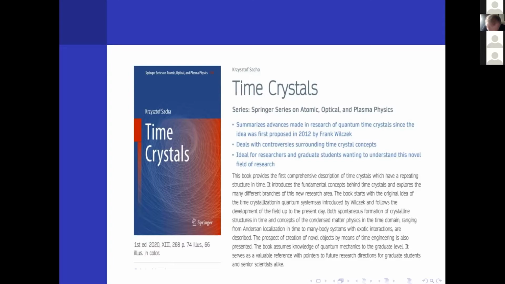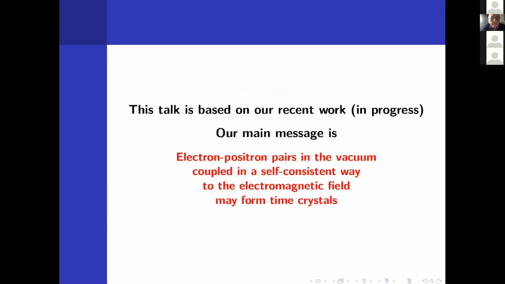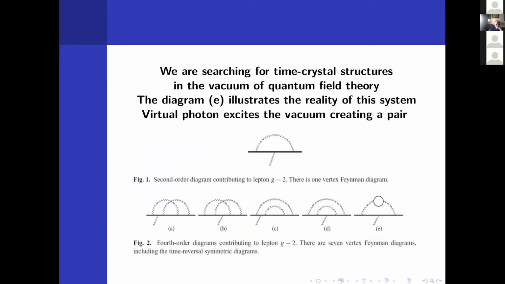Next slide. This talk is based on our recent work, and this is the main message in red. Electron-positron pairs in the vacuum coupled in a self-consistent way to the electromagnetic field may form time crystals. Next slide. Now, what is it all about? Vacuum is not empty. We know now, according to quantum field theory, which is the main theory of the world, there's a lot of things that are happening in the vacuum.